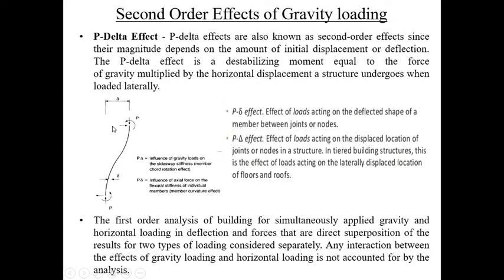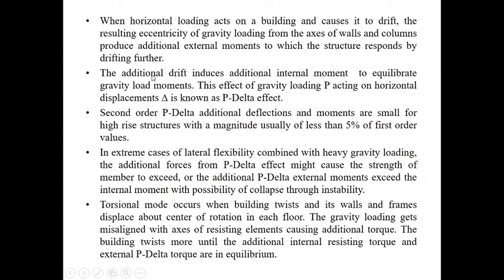Due to this further drifting, the movement produced will move further, and there will be more displacement taking place. The additional drift produces additional internal movement. As the external drift is there, to keep equilibrium, it produces the additional internal movement given here to equilibrate the gravity load moment. So the effect of this gravity loading P, acting on the horizontal displacement, is known as the P delta effect. These are the definitions and explanation of the P delta effect.